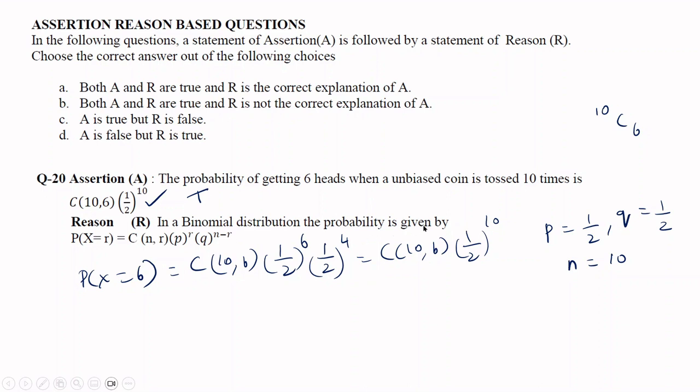In a binomial distribution, the probability is given by probability of x equal to r is C n r p raised to r q raised to n minus r. So this is the formula for probability in binomial distribution. So the reason is also true, and this reason is the correct explanation of this assertion. So the correct option is option A, where both assertion and reason are true, and reason is the correct explanation of assertion. The correct option is option A for question number 20.